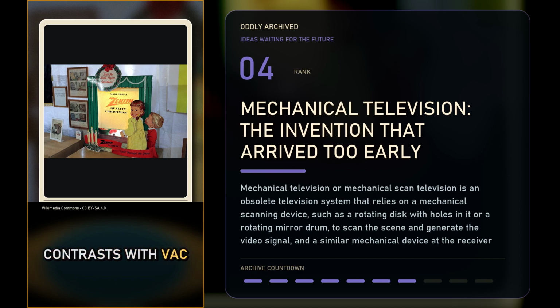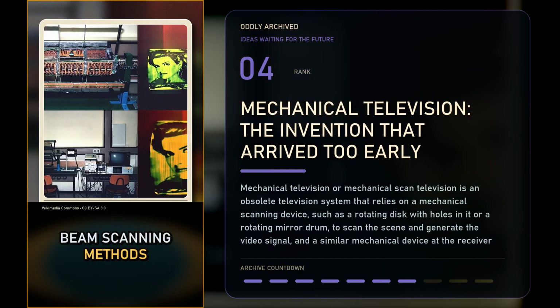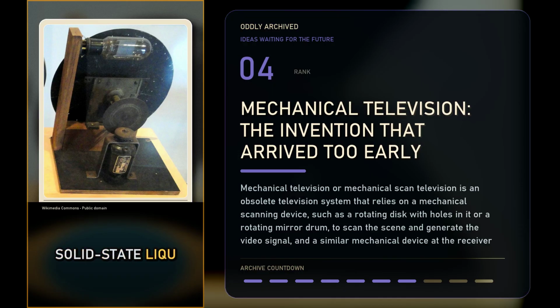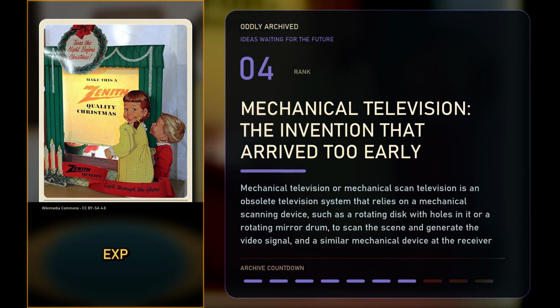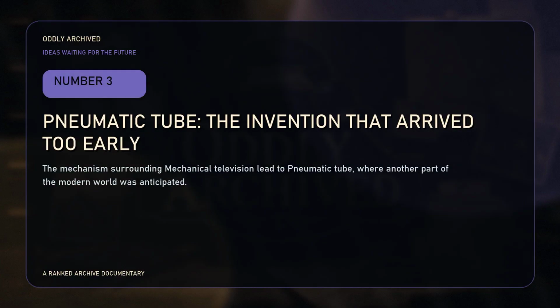This contrasts with vacuum tube electronic television technology, using electron beam scanning methods, for example, in cathode ray tube, CRT, televisions. Subsequently, modern solid-state liquid crystal displays, LCD, and LED displays are now used to create and display television pictures. Mechanical scanning methods were used in the earliest experimental television systems in the 1920s and 1930s. The mechanism surrounding mechanical television led to pneumatic tube, where another part of the modern world was anticipated.